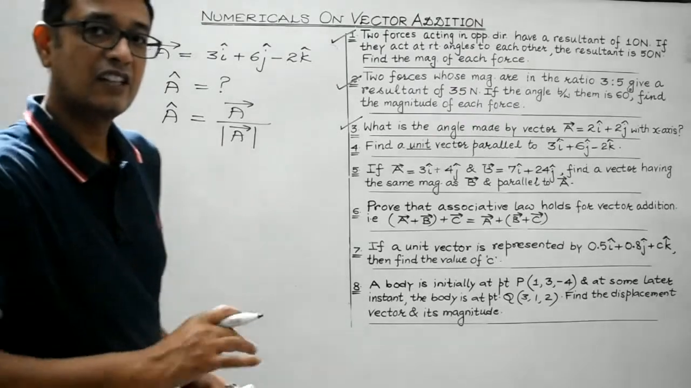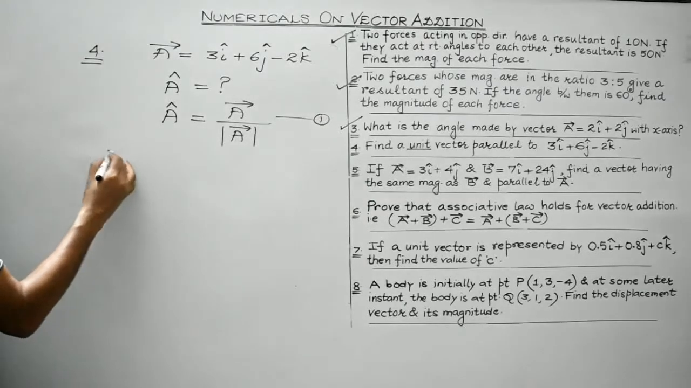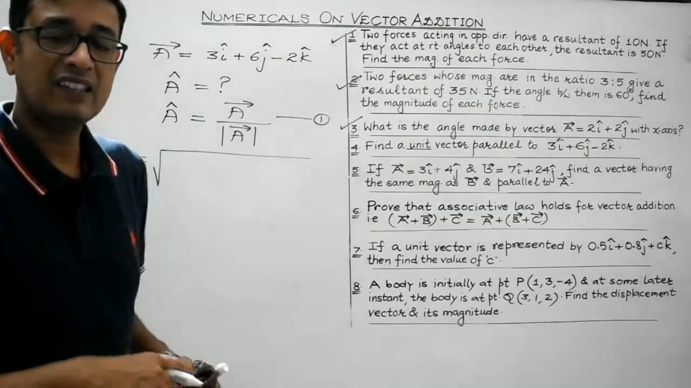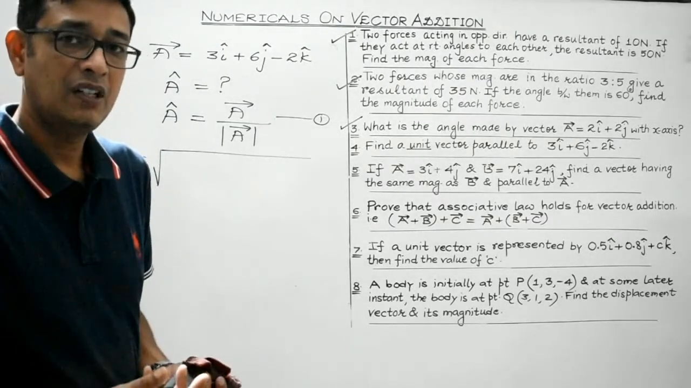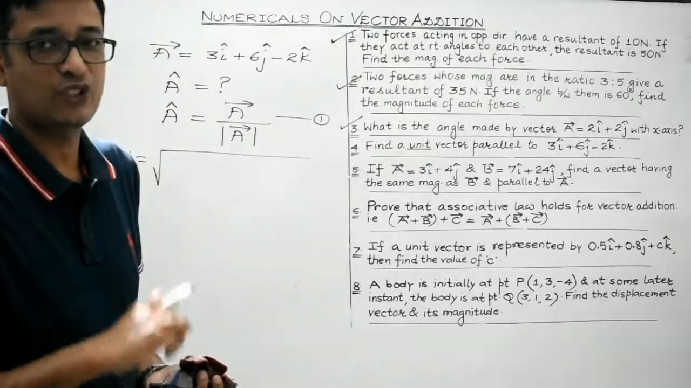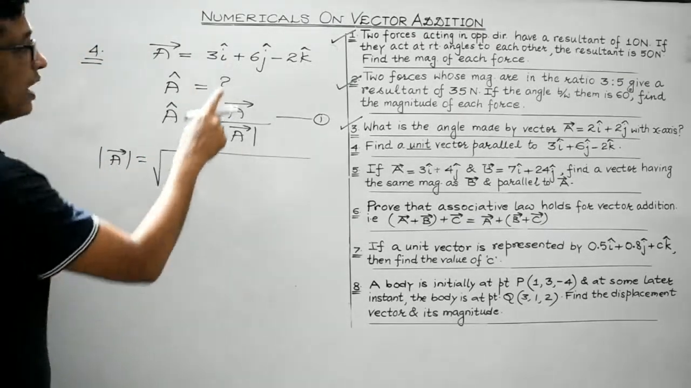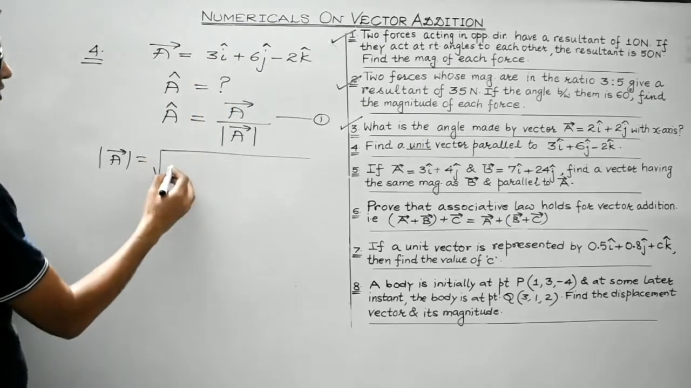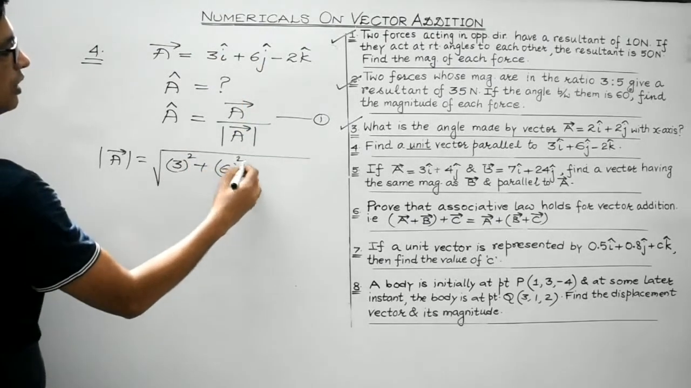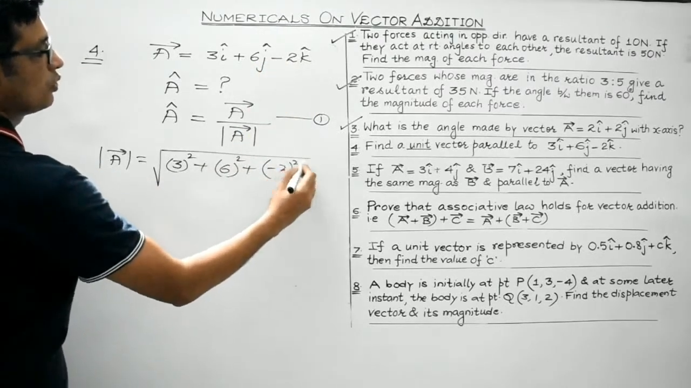Unit vector is a vector divided by its magnitude, right? Now as you are aware, if R vector is given by xi cap plus yj cap plus zk cap, then the magnitude of R is given by square root of x square plus y square plus z square. So over here, students, the magnitude of A would be given by the square of the coefficient of i, that is 3 square, plus the square of the coefficient of j, that is 6 square, plus the square of the coefficient of k, which is minus 2 square.